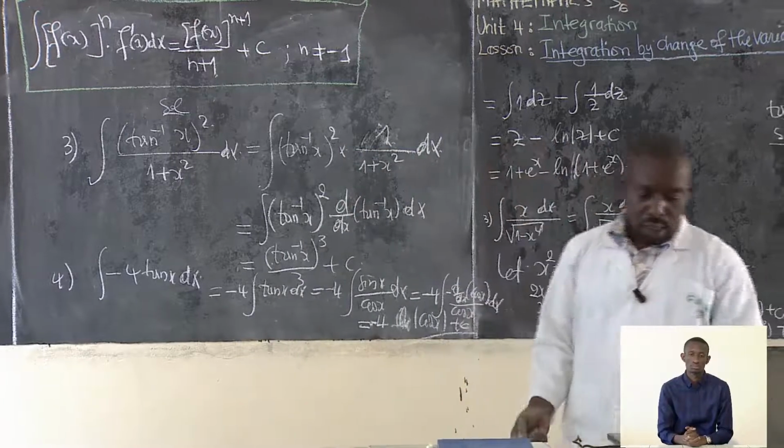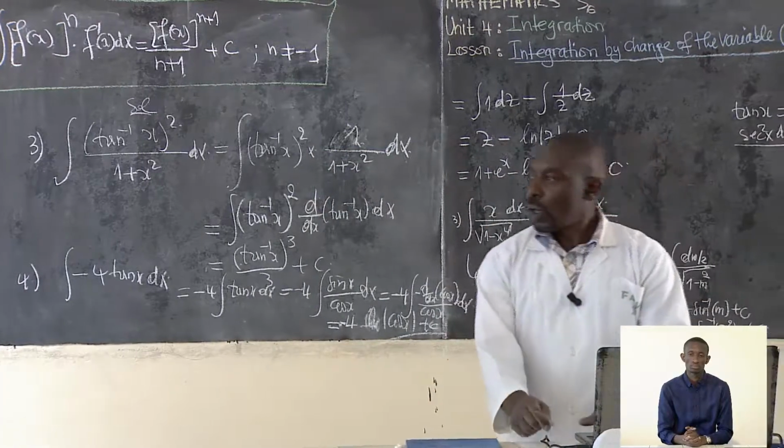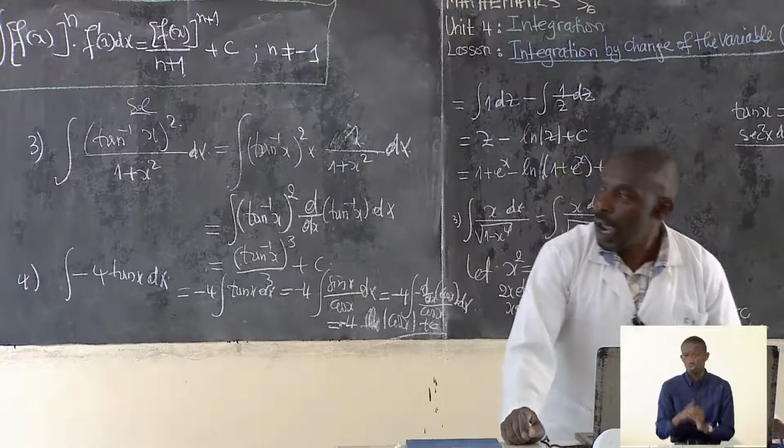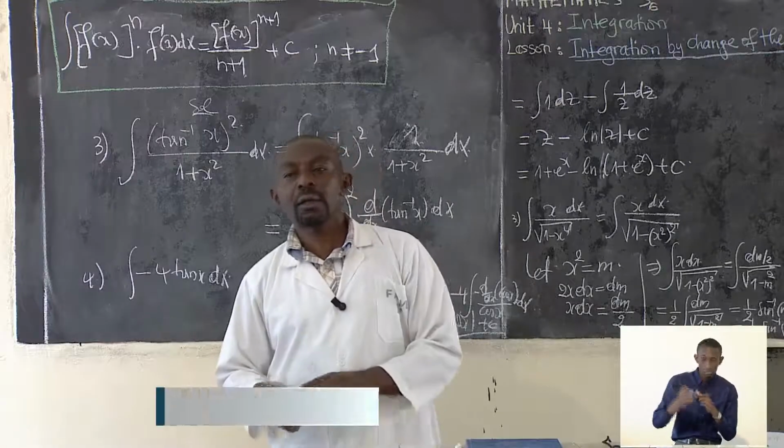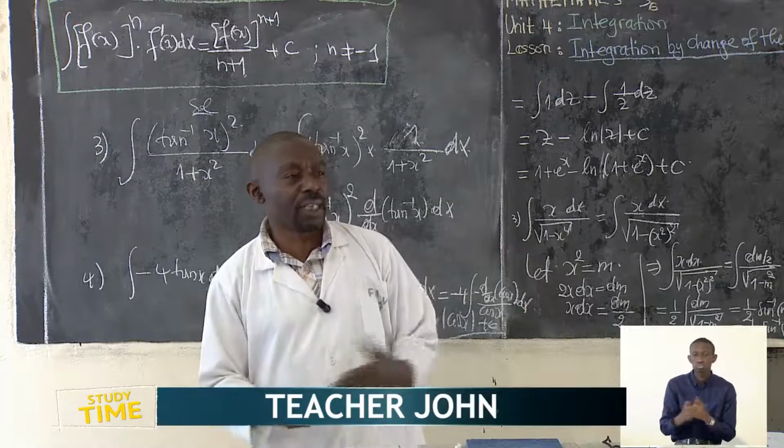So you have homework. This application, you have those integrals from 1 to 8. It's just the application of what you did for those two formulas. It's up to you to see whether you can make a small arrangement so that you get one of those formulas, then you apply them to give immediately the answer.